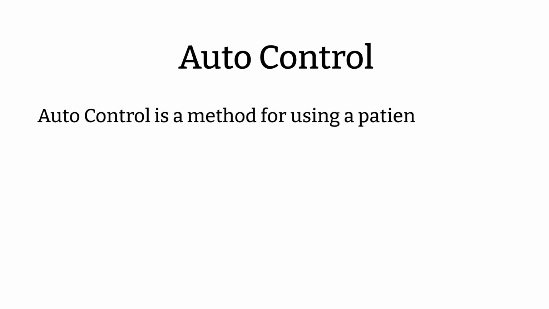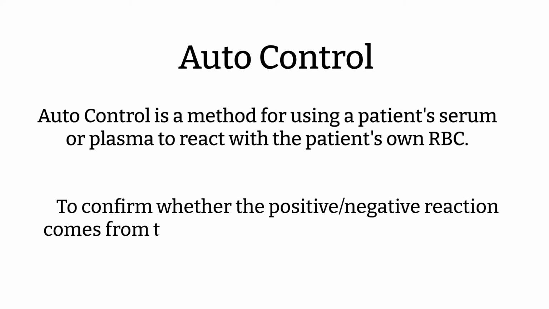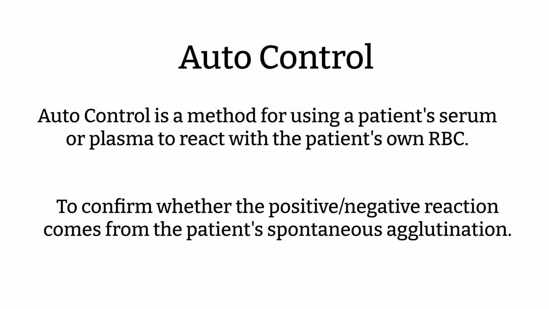Auto control. What is an auto control and why do we do it? Auto control is when we use a patient's serum or plasma to react with the patient's own red blood cells. This is to make sure that the positive reaction isn't coming from the patient's spontaneous agglutination.